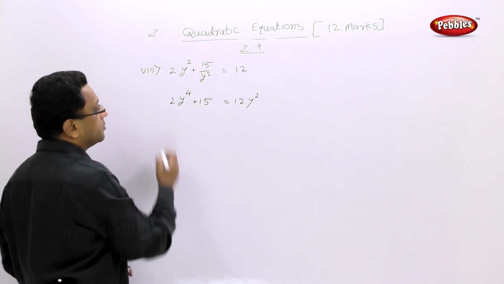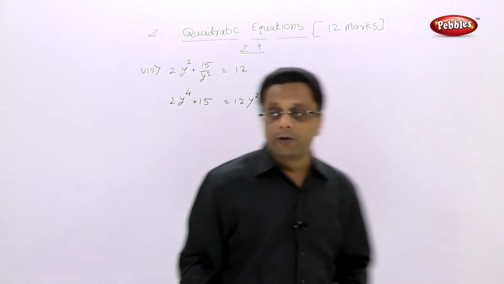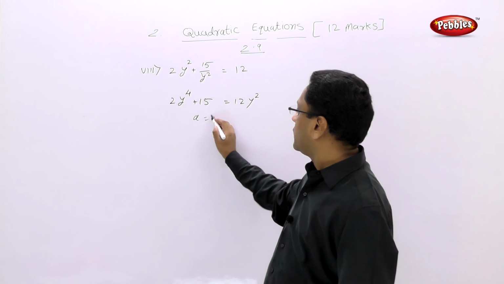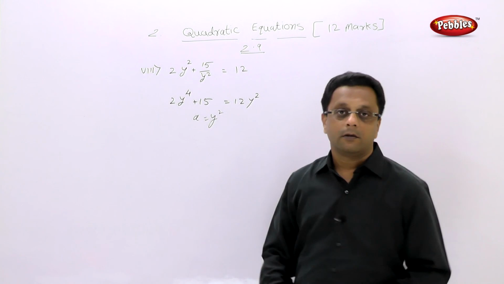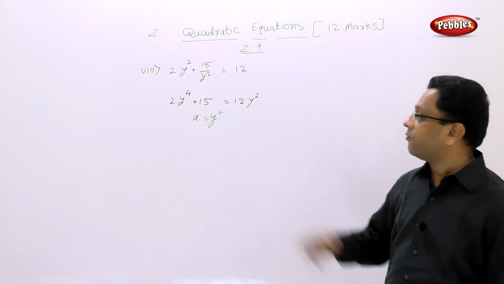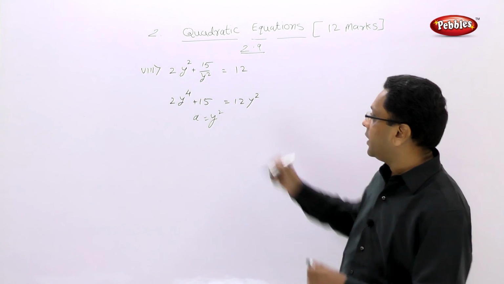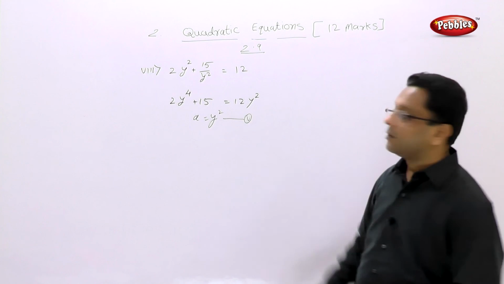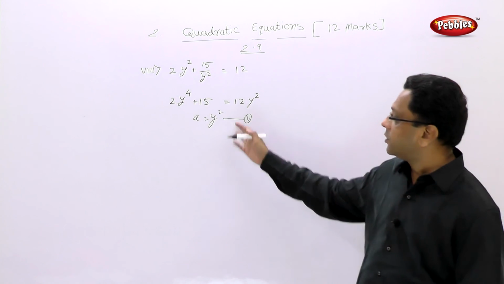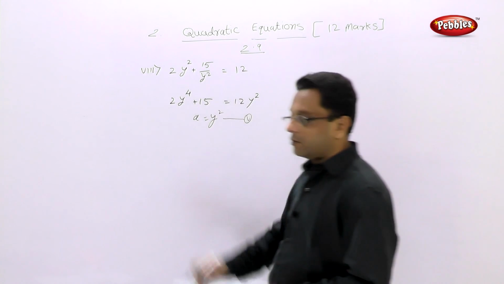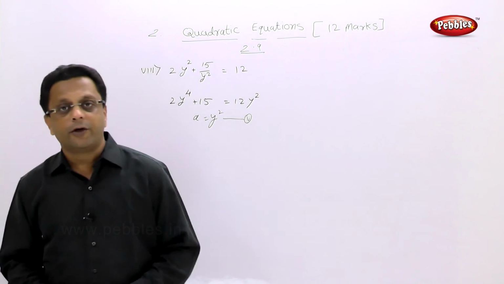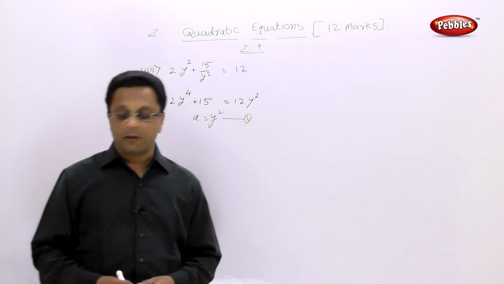Rearranging and then substituting a is equal to y square. First you will get the value of a and then substituting that value of a into this equation you will get the value of y's. Just pause your video and solve this example.